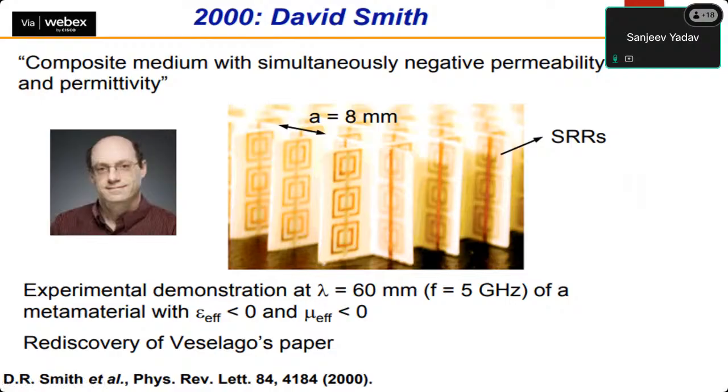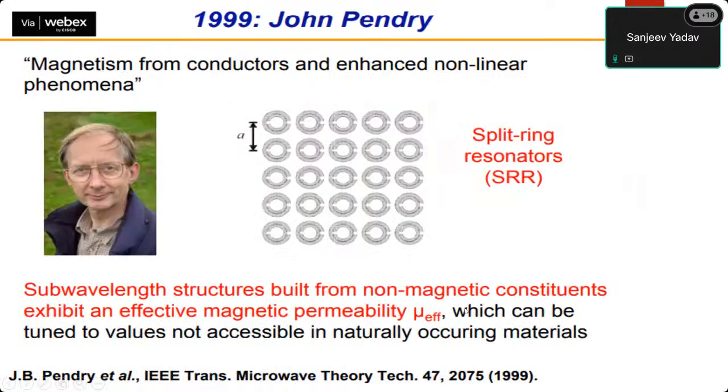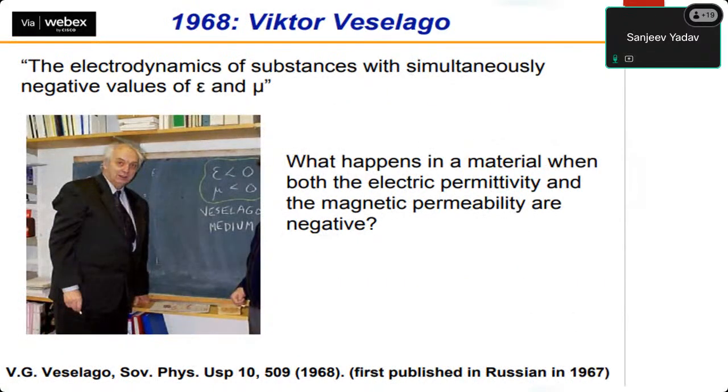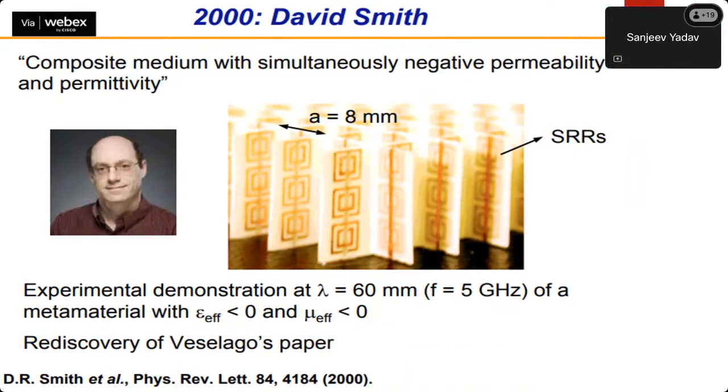Later on, in 2000, David Smith put a strip line behind those structures, which he had opened like split ring resonators. He experimentally demonstrated lambda equal to 60 mm for 5 gigahertz, and a metamaterial having epsilon effective less than zero as well as mu effective less than zero. So this was a rediscovery of Veselago's paper from 1968. He proved that whatever Veselago told was correct, and he actually proved it by experiment.